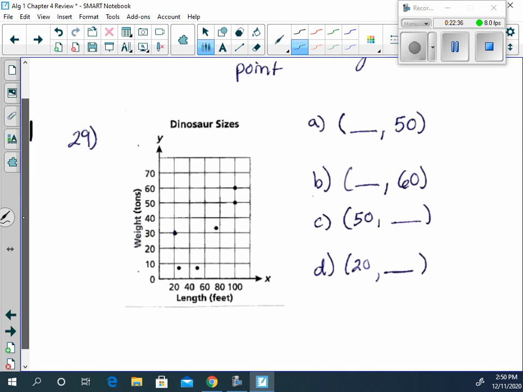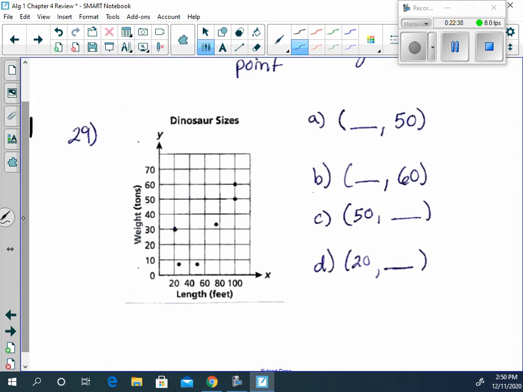Find the missing value of each point. So the first one is some value, comma, 50. So the y value is 50. Well, the only one where that's at is right here, and that would have an x value of 100, because at the point (100, 50) would be our point. Yes? So let's look at the next one.